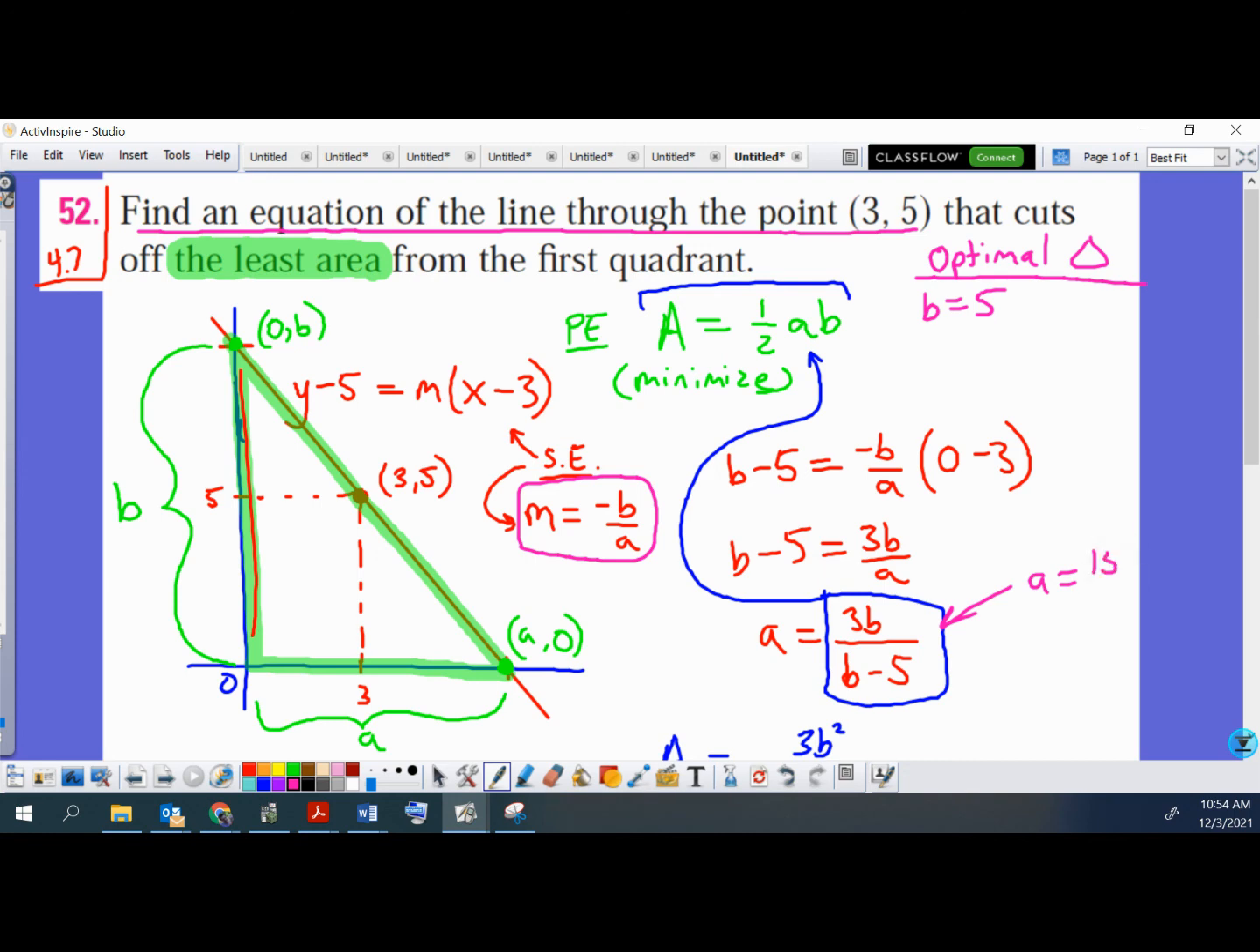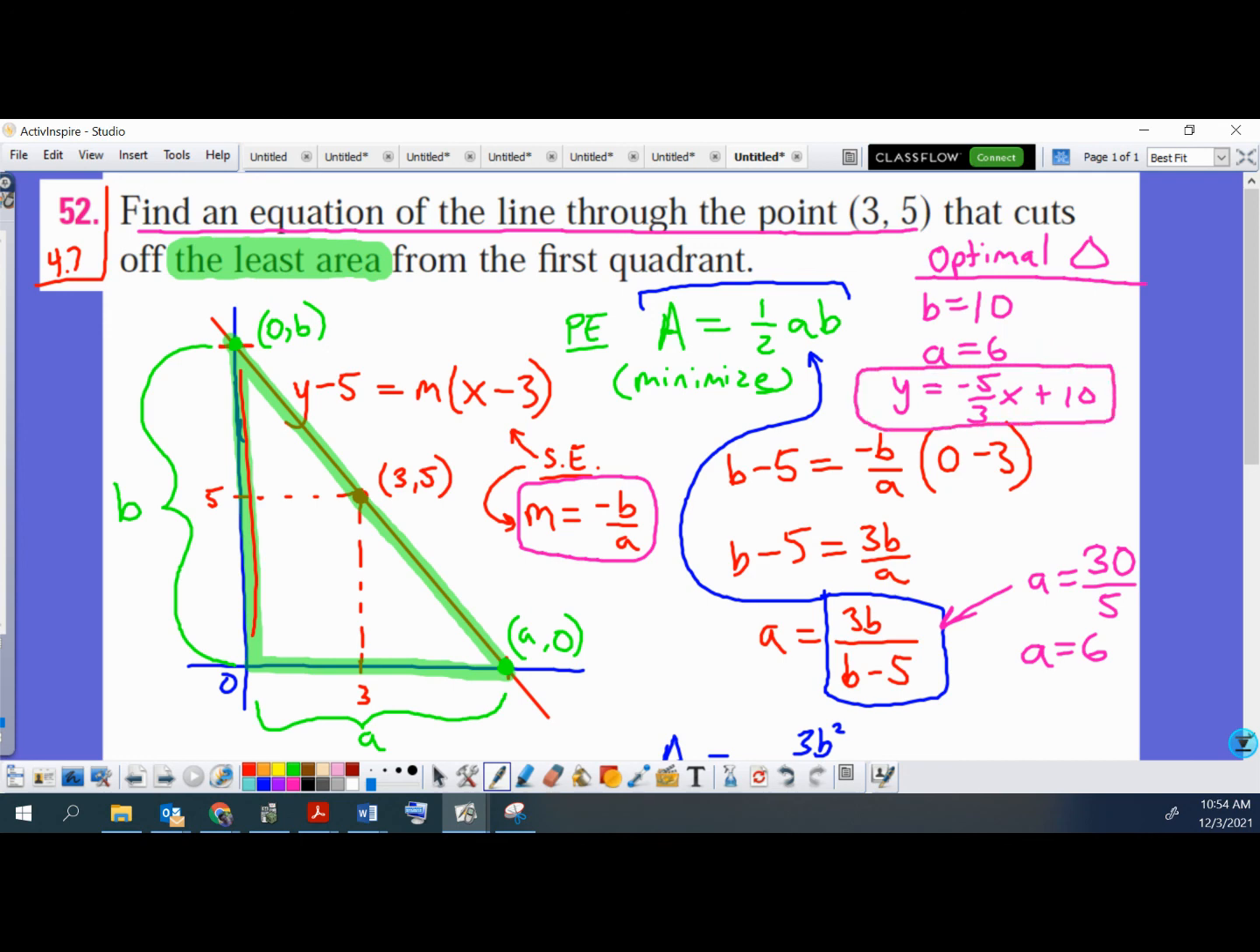So you can get a equals b is 5, so it's going to be 15 over, oh, whoops, b isn't 5, b is 10. I was saying 5 is impossible. 10 is our answer for b. And so that means a is going to be 30 over 5, which is 6. Okay, and so a is 6 in our optimal triangle, and that means our slope is negative 10/6 or negative 5/3. And that's the equation of our line. y equals negative 5/3 x plus 10 if you want to write it in slope-intercept form.